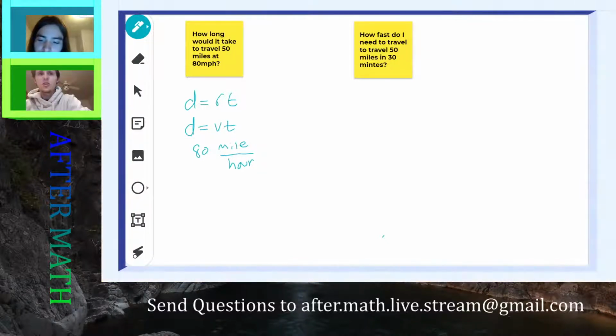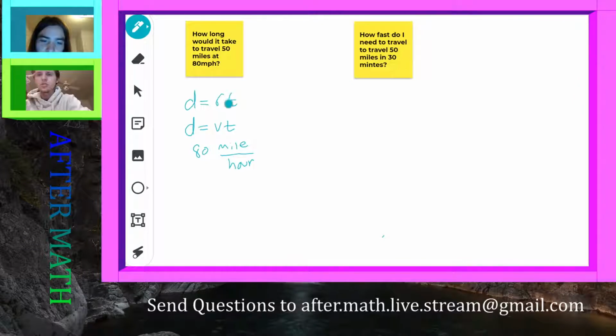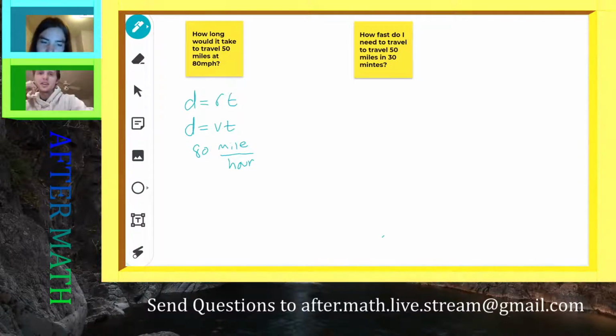And how do we know that it is hours that we're talking about? Because of our units here, miles per hour. If it was miles per minute, then our time would be in minutes. So it's based on our units here.